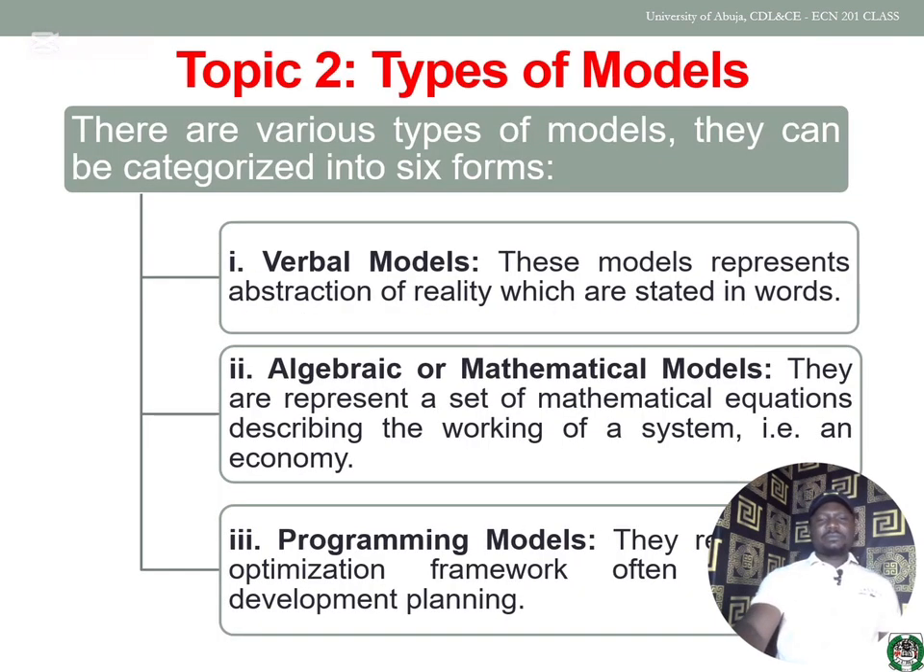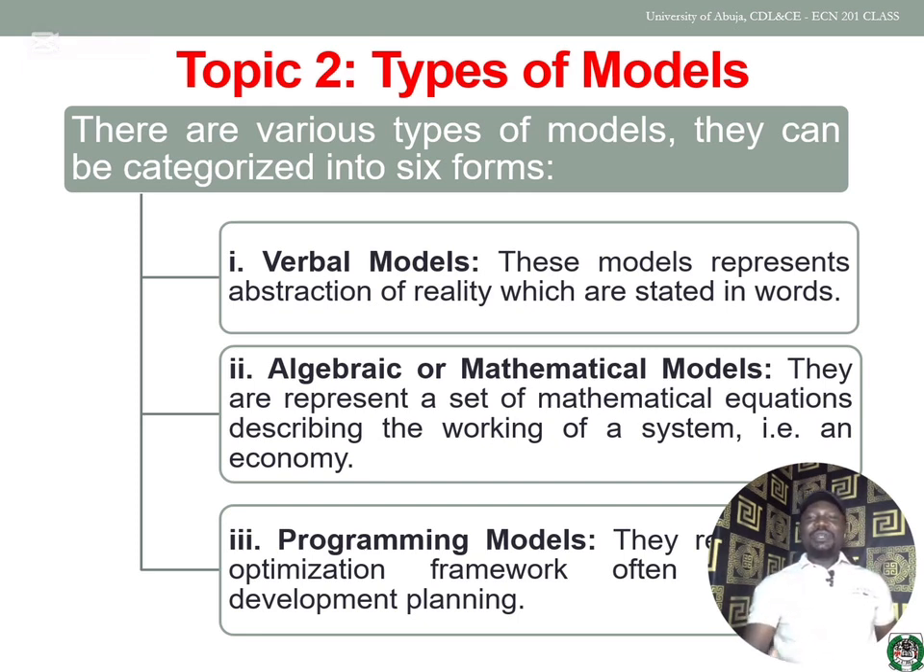So we proceed to the next key section in this topic, which is types of models. There are various types of models. You can start from the simple model, which is the verbal models. Number one, verbal models. It's a very simple one. Verbal models are just when you put a relationship between variables in a statement form.